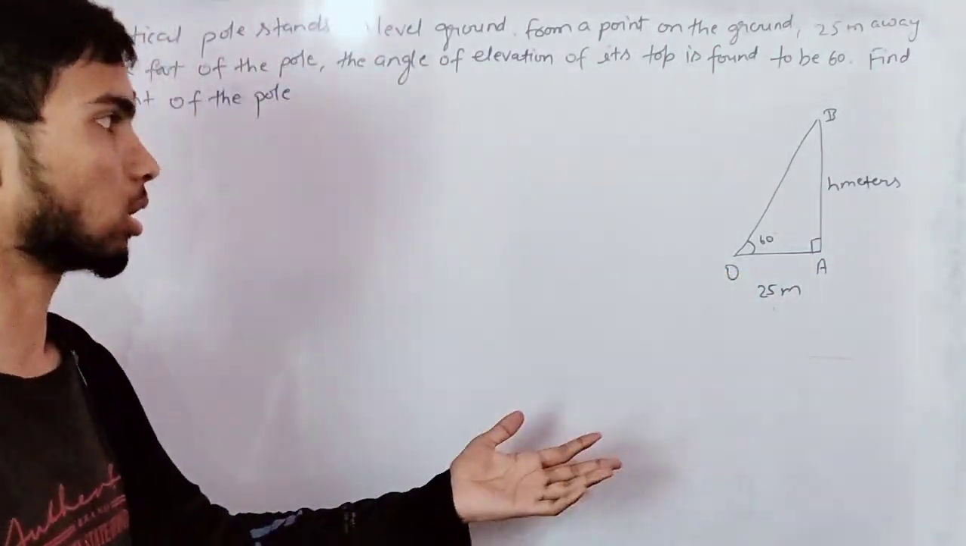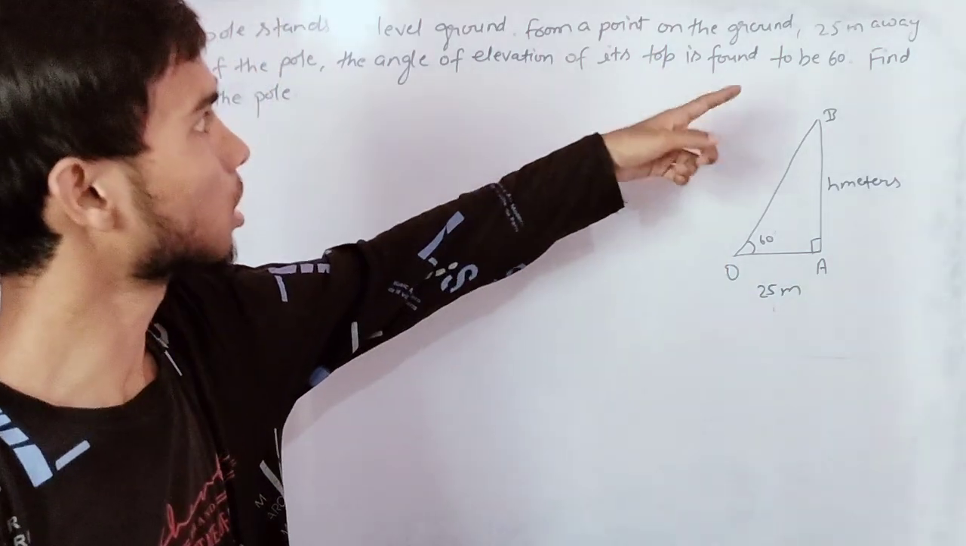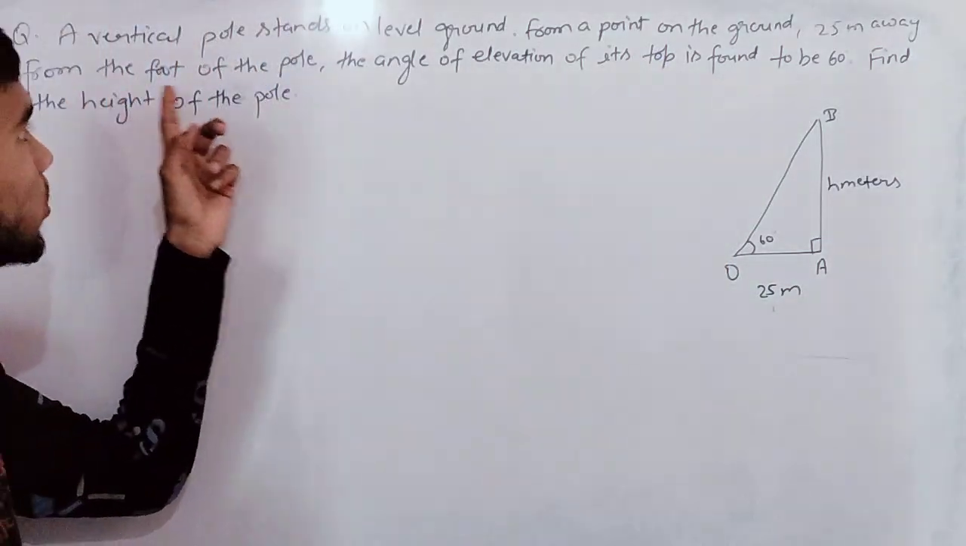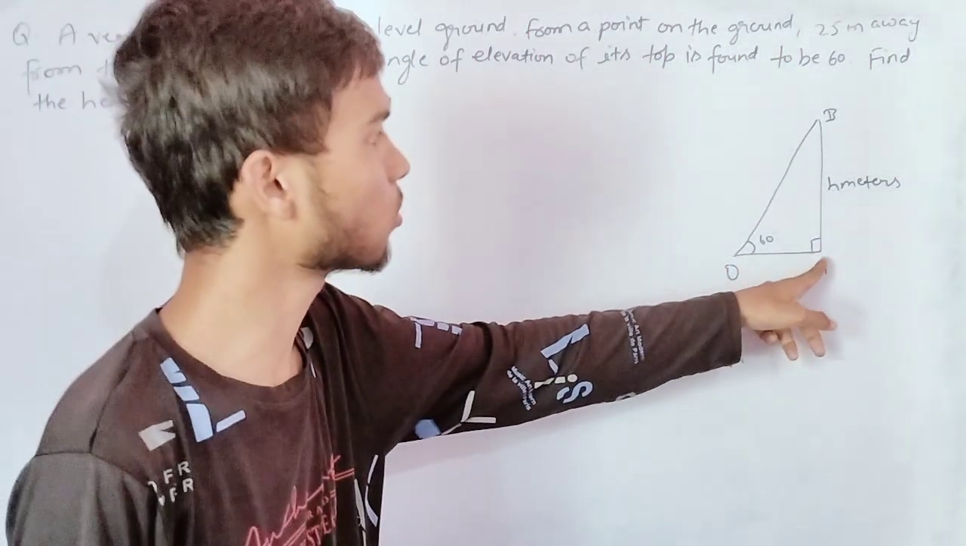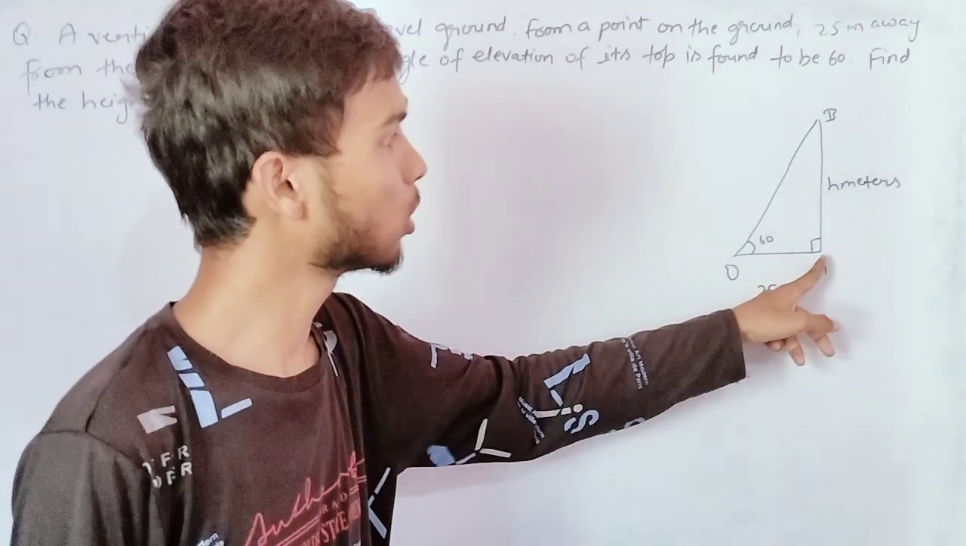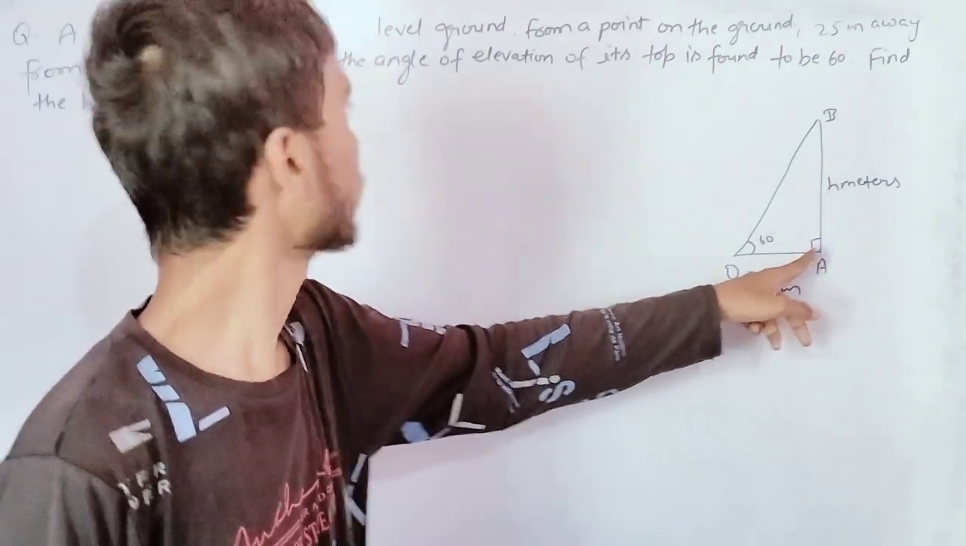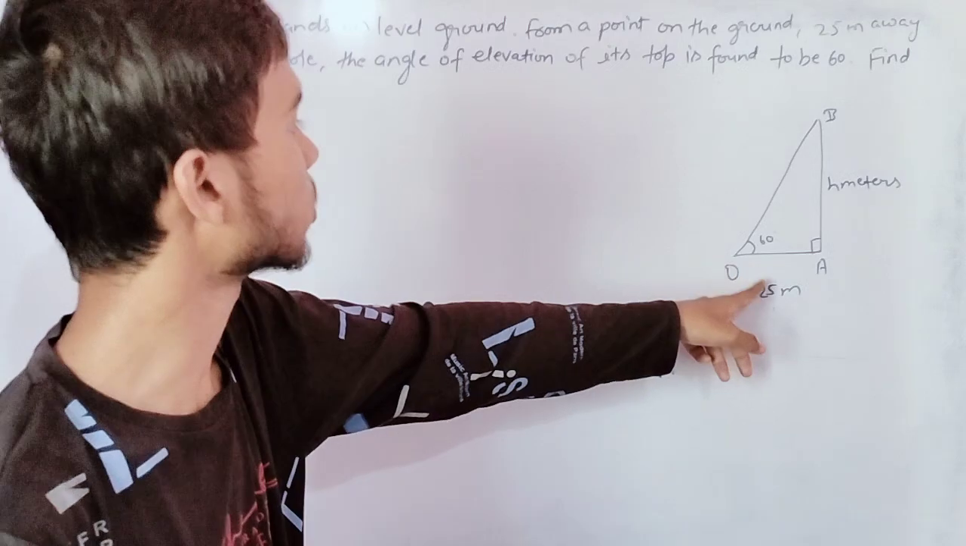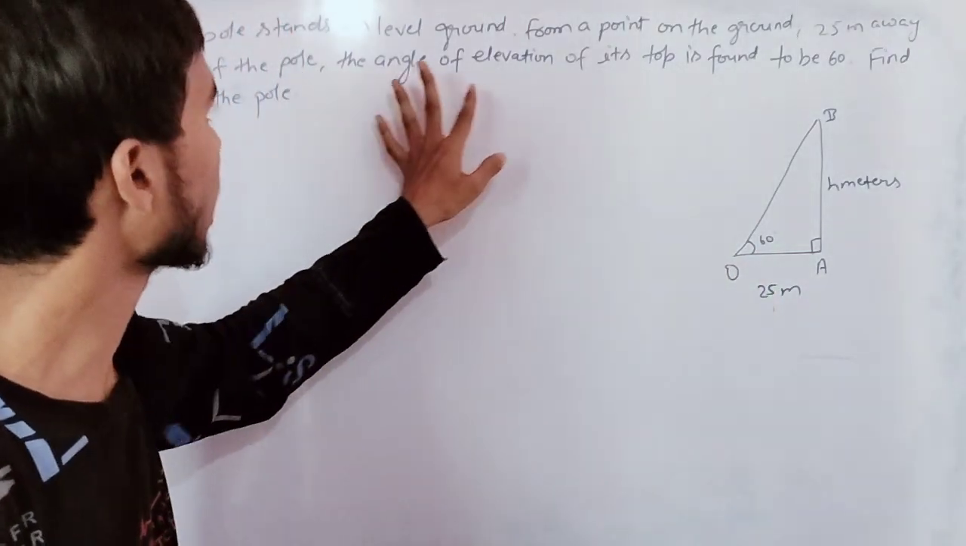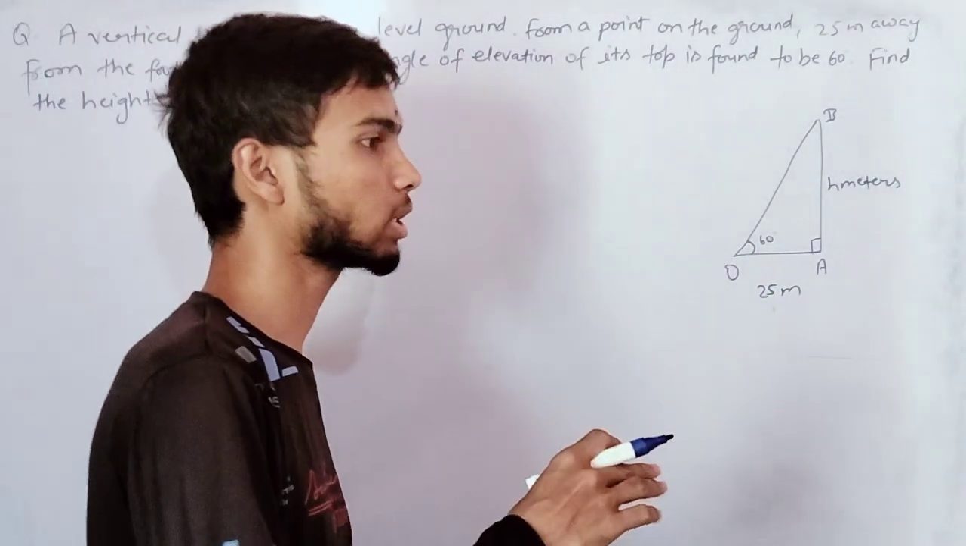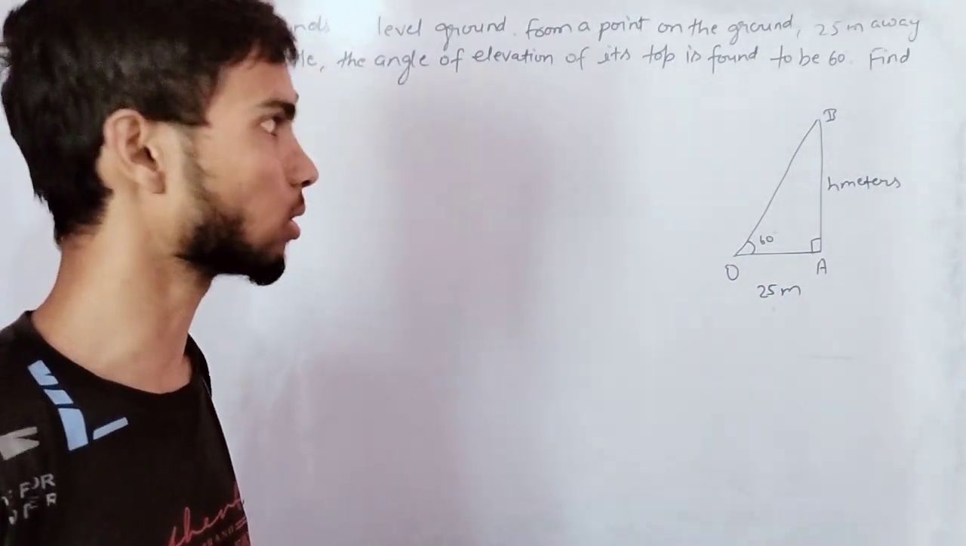Now from a point on the ground 25 meter away from the foot of the pole. This is the foot of the pole. From the point to the foot of the pole is how much? 25 meter. The angle of elevation, understand, elevation and depression.